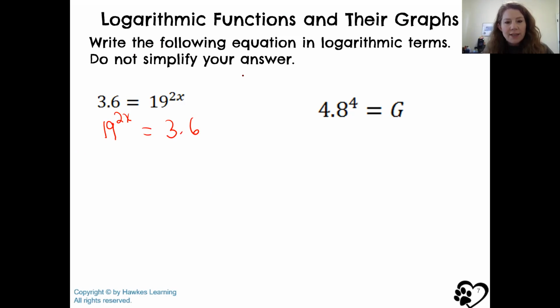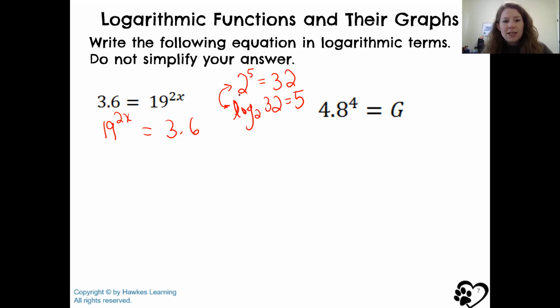All right, so let's go back to that original problem we had. We said 2 to the 5th power is 32, right? And the original problem was the log base 2 of 32 equals 5. So I always like to go back to this original problem, and then I can follow the patterns and figure out what I need to write.